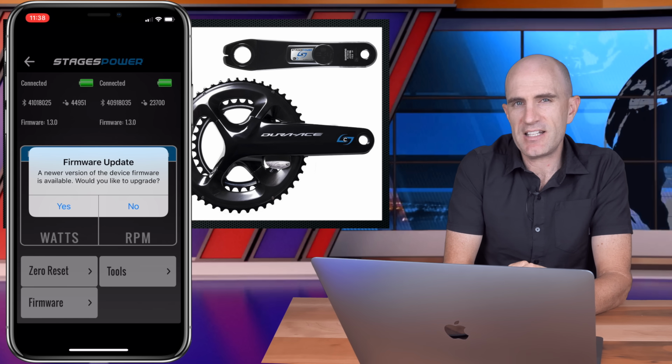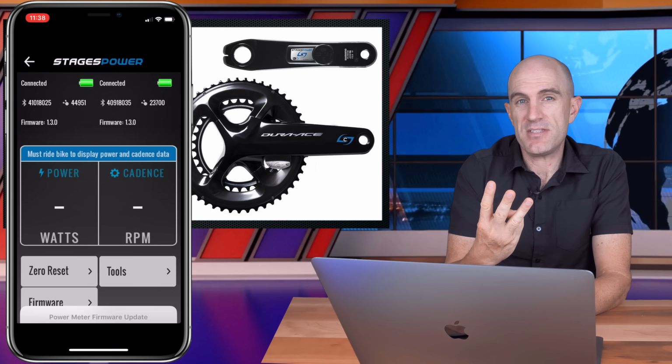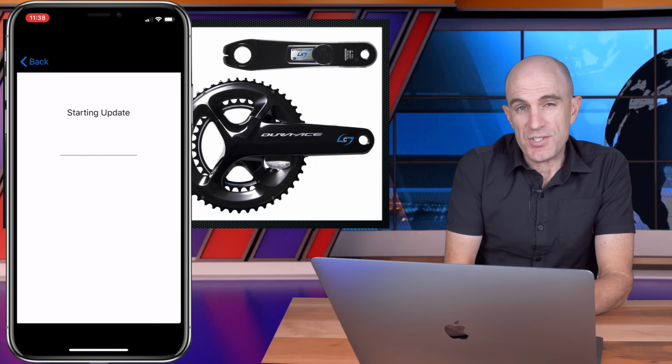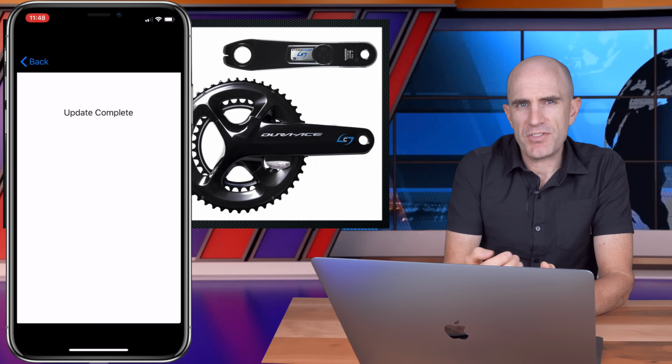One thing I will mention with the latest firmware update to 1.5.0, the right side took 3 attempts to update, so it took around 10 minutes. You had to do it a few times to get that working, but I got there in the end. Just something to note, it can be a little flaky with those Bluetooth connections and those firmware updates.